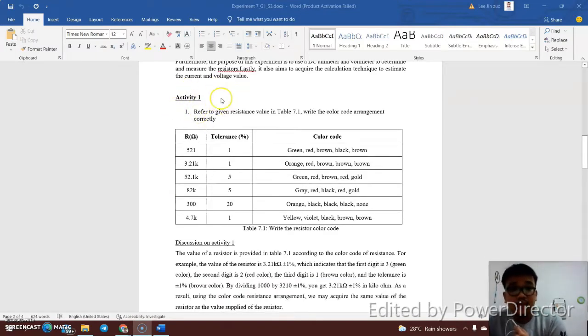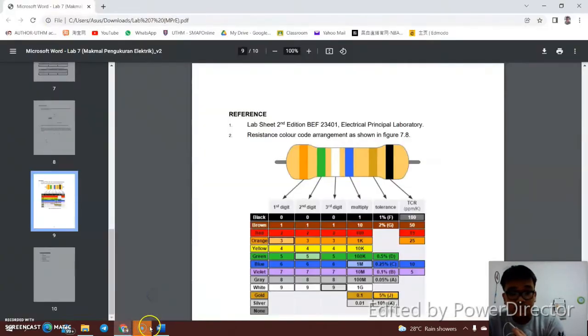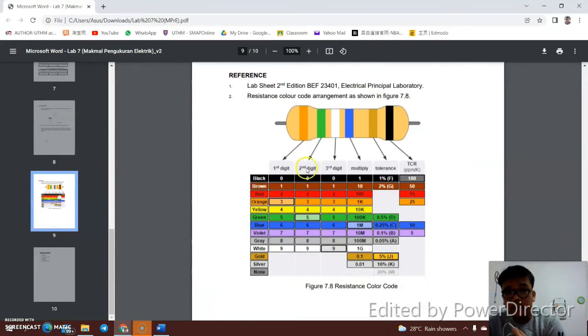So next, for activity 1, refer to the given resistance value in table 7.1 and write the color code arrangement correctly. So here is the color code I have made. How can we get this color code? We need to refer to this reference. First of all, we need to change the resistance to the SI unit, which is ohm.